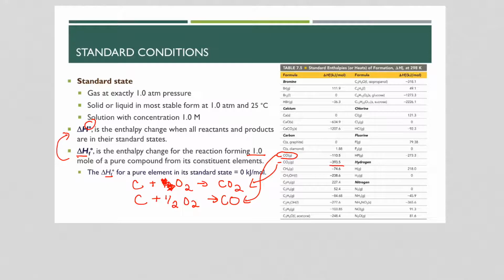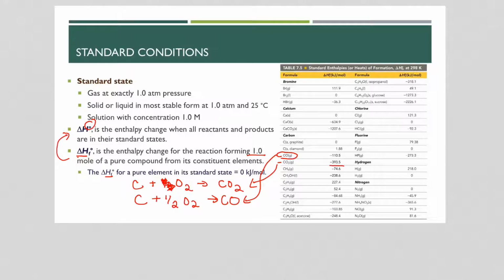Now, in the back of the book, in the appendix, you'll find a much larger list. So if you can't find something in the table, look in the appendix for the listing of thermodynamic data, and you'll see a column for delta H sub F, and you want to look at that. Now, be careful when you look at this because they may have the same material in different states of matter.